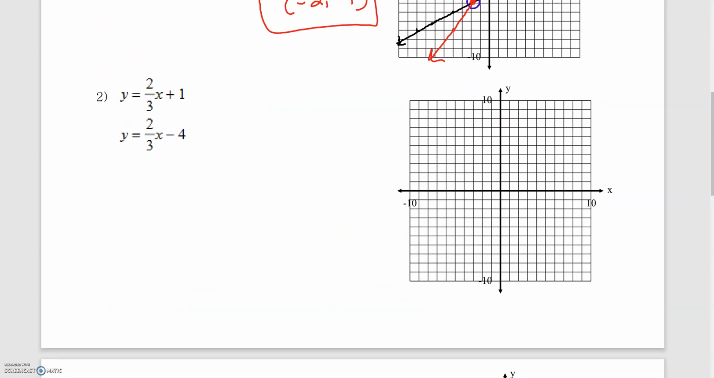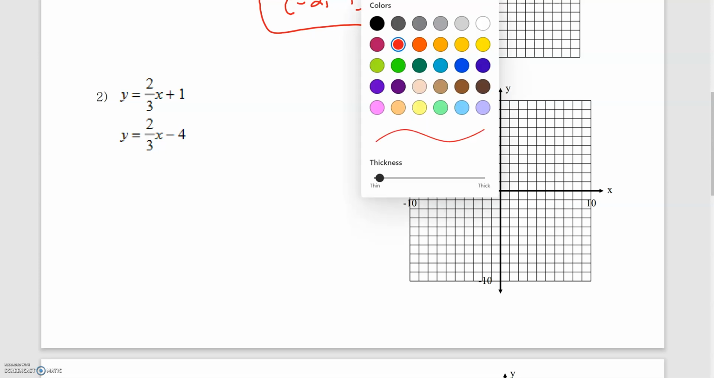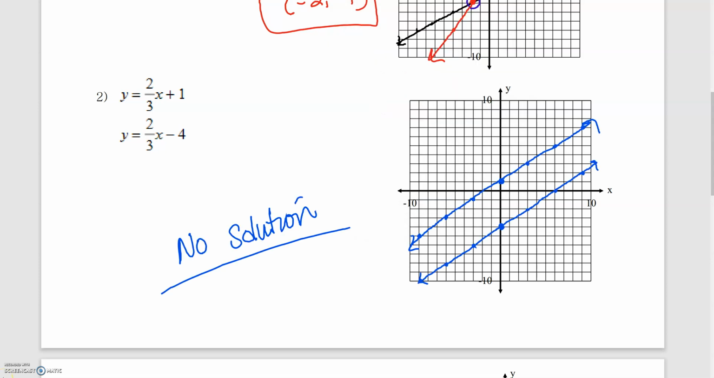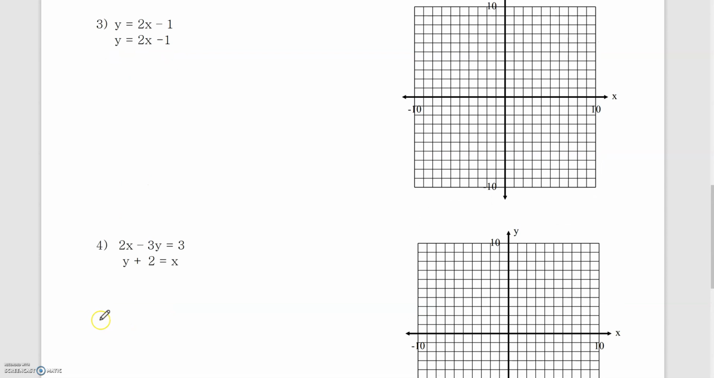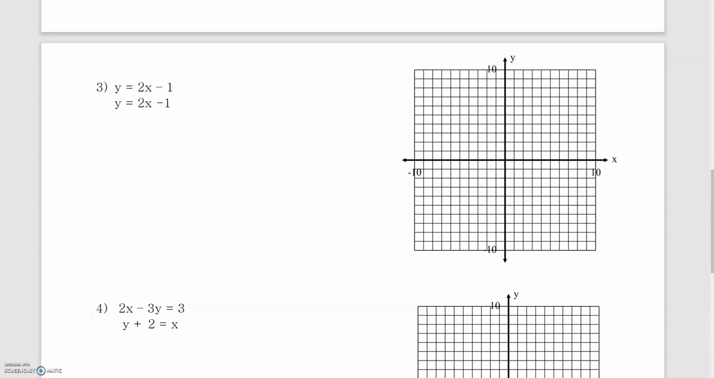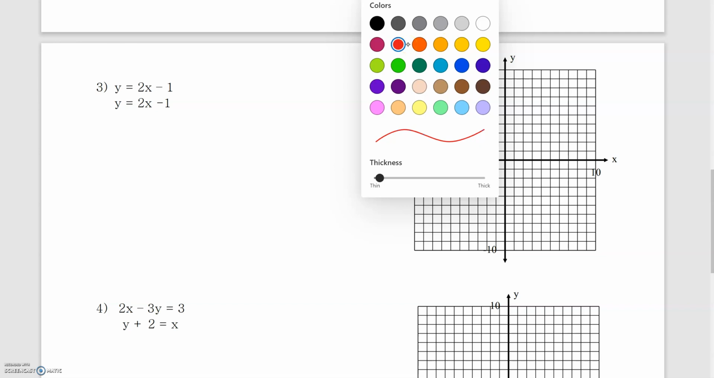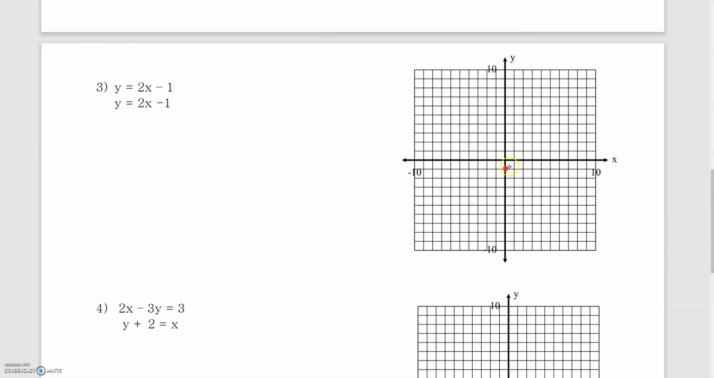All right, if you want to try this one, go ahead and graph it, and then determine if it is a point and what that point is, or infinitely many, or no solution, and then check when you're ready. And you should have gotten parallel lines, so no solution. All right, so on this next one, we can already tell that they are the same line, but since we need to graph it, we're going to go up 2 over 1, up 2 over 1, and we don't need to graph the second line because it's exactly the same as the first line.